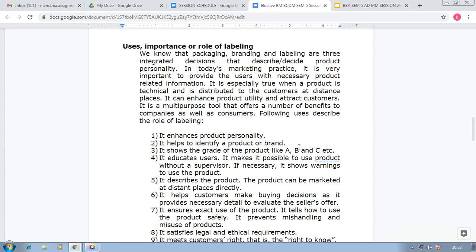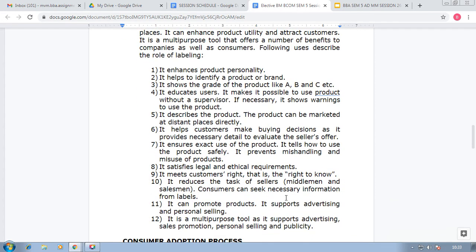Even the labeling helps customers to make buying decisions, as it provides necessary details to evaluate the seller's offer. Students, labeling ensures exact use of the products because it tells how to use the product safely. It prevents mishandling and misuse of products. Certain kinds of product labeling satisfy legal and ethical requirements, because ultimately the labeling should be done keeping certain rules and regulations and laws of the government in mind.